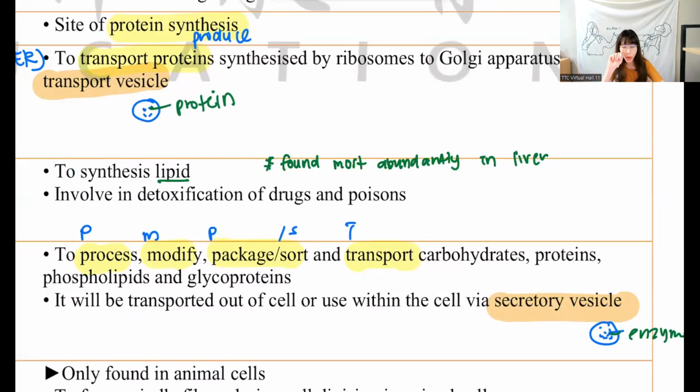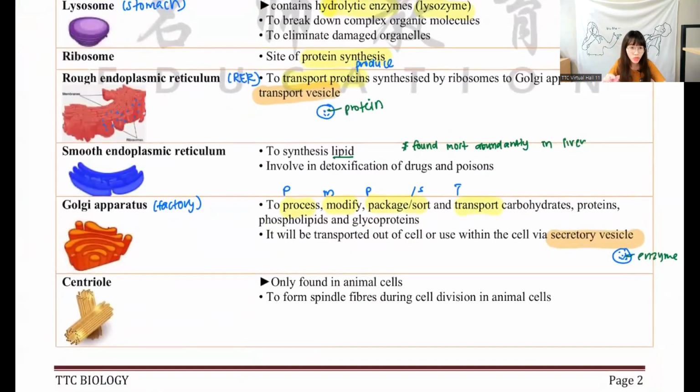If a person consumes too many drugs, or maybe consumes alcohol and Panadol at the same time, the liver will malfunction. The liver is going to be damaged, and you're going to die. When your liver starts to have damage, you're going to die very fast. So this is actually the smooth ER function: to carry out detoxification. The more drugs they consume, the more the liver has to work to remove the drugs from the body. This is smooth ER.